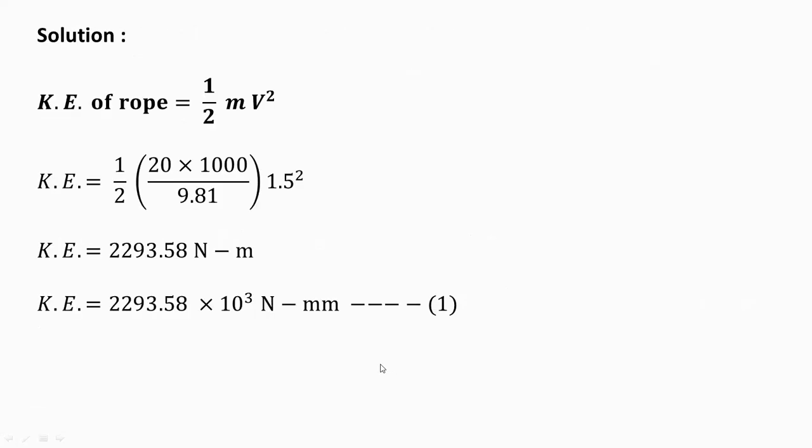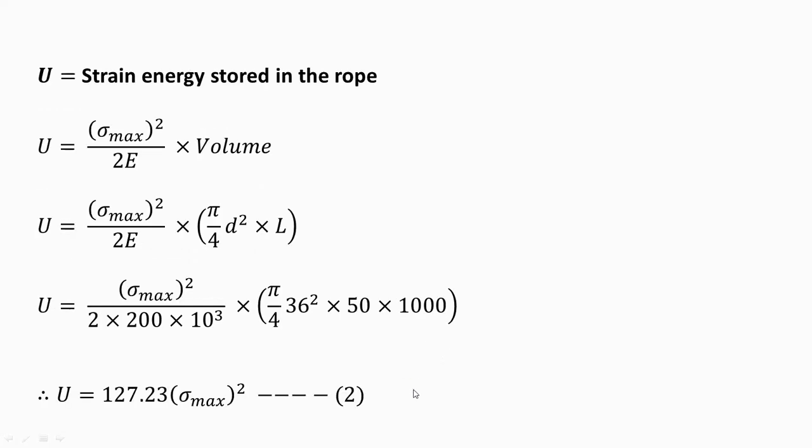So the kinetic energy of the rope, which is moving with a velocity of 1.5 meter per second, is 1 half mv square. m we have seen. This is the value of m, and velocity is 1.5. Initially this value comes in Newton meter, as we have seen in the previous example, multiplied by 10 raised to 3, so that we convert this into Newton mm, and call this equation 1.